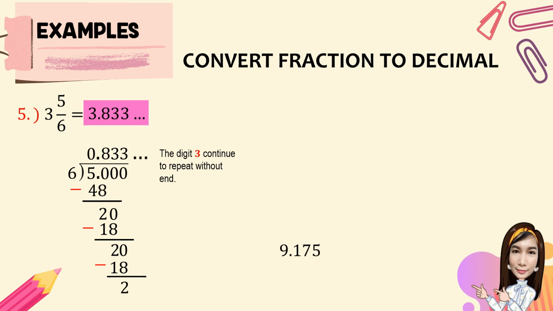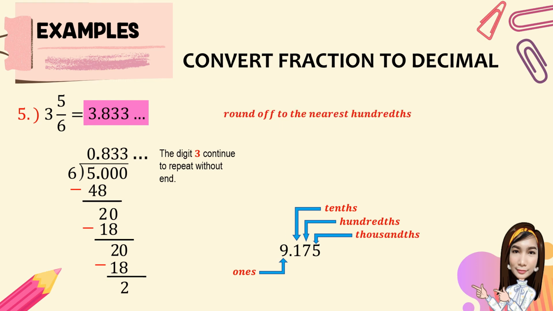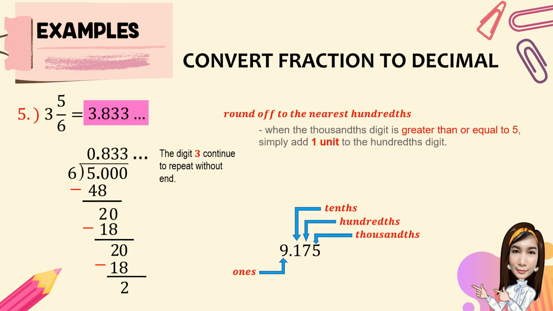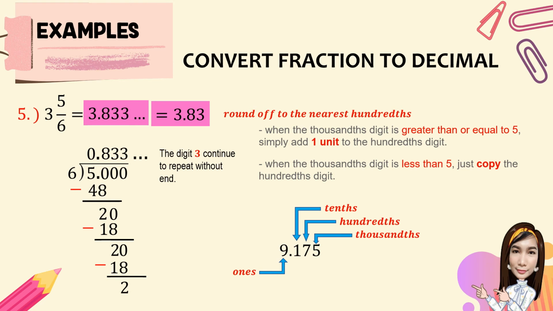So here you must know the place value. So 9 is in the ones place, 1 is in the tens place, 7 is in the hundreds place, and 5 is in the thousands place. Now round off to the nearest hundreds. Take note, when the thousands digit is greater than or equal to 5, simply add 1 unit to the hundreds digit. But when the thousands digit is less than 5, just copy the hundreds digit. So therefore, 3.833 and so on is equal to 3.83 if you're going to round off to the nearest hundreds.